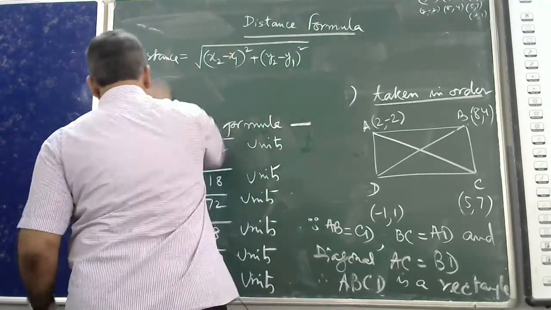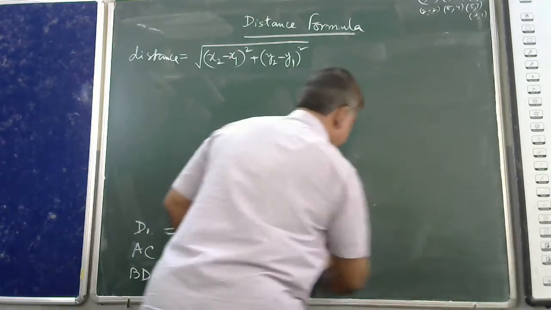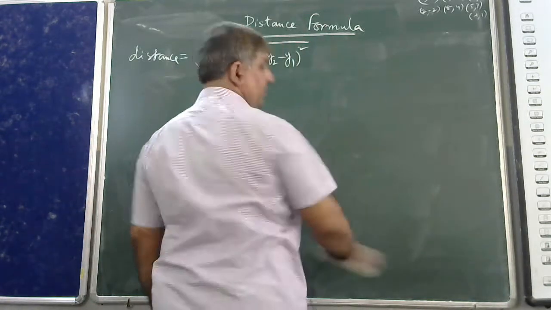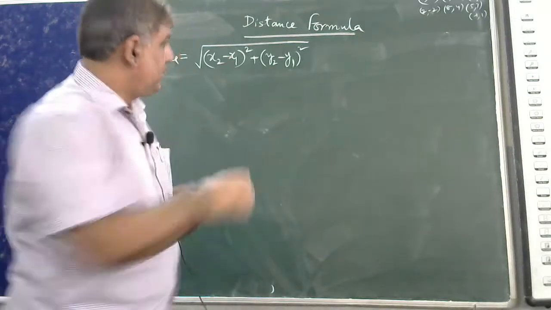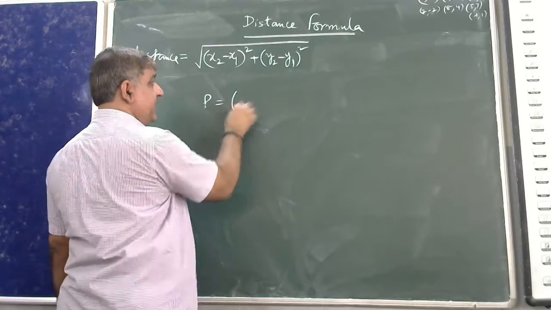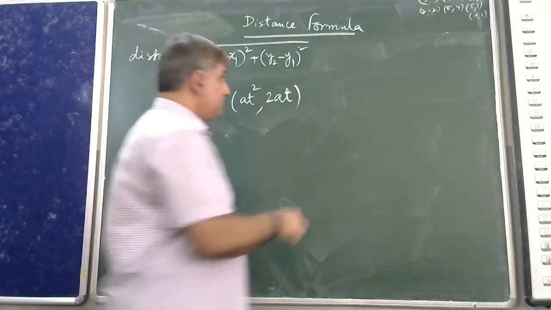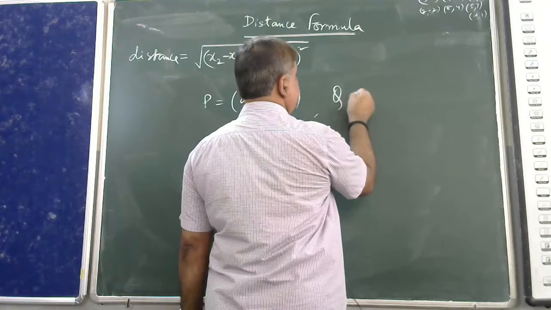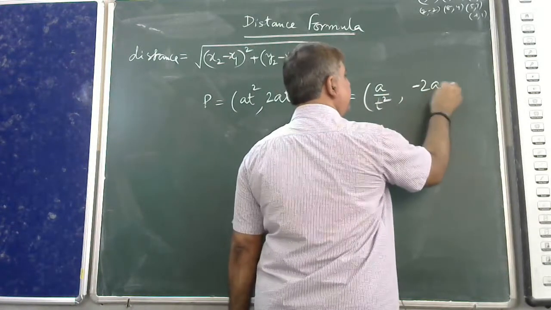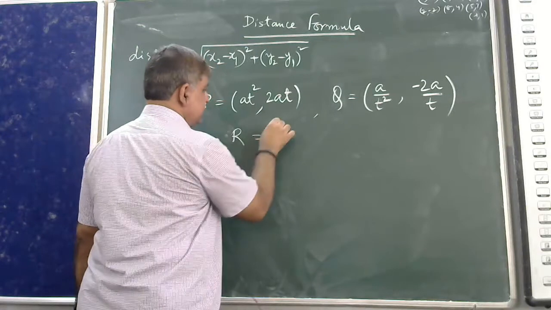Now, take one more problem. Boys, suppose we have 3 points. Just I am writing. Suppose we have 3 points. P, that is ap square, comma 2ap. Q, that is ap square, comma minus 2ap. And R, that is a, 0.